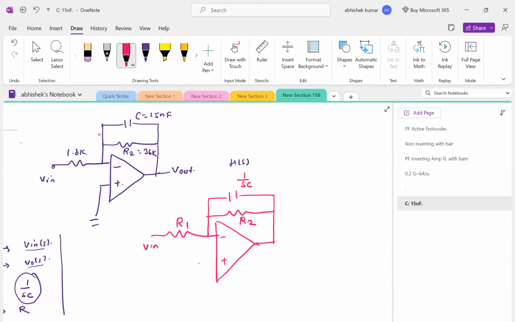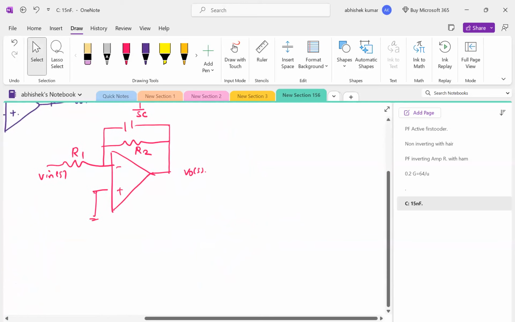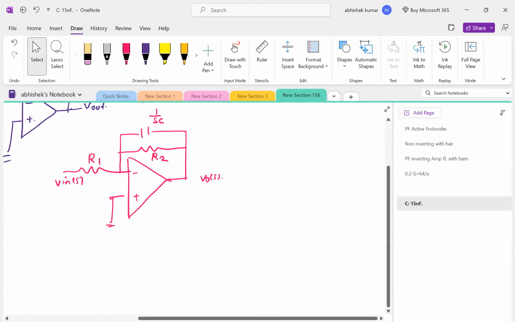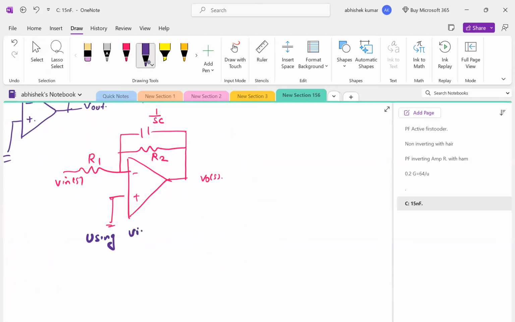This is R1. This is V input S. This is V output S. Any doubt? No. Okay. Now, using the virtual ground condition, can I say V plus equal to V minus equal to 0 in the op-amp? Yes, correct. This value and this value will be 0, right or wrong? Yes, it is.